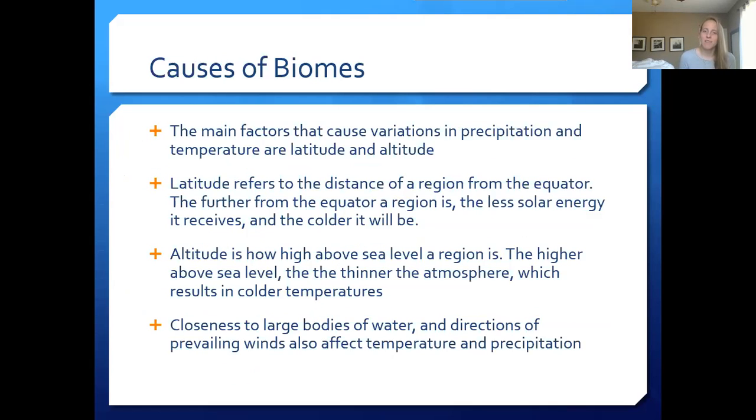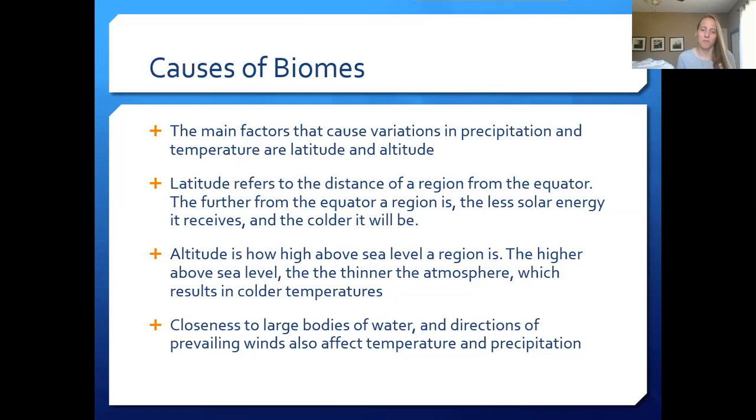The reason that we have different biomes is because of variations in precipitation and temperature based on latitude and altitude. So latitude is just how far away you are from the equator. Obviously, the further you are from the equator, the less solar energy, so the less insolation, and therefore the colder that area will be. Altitude is how high above sea level an area is, and the higher you go above sea level, the thinner the atmosphere, which also results in colder temperatures.